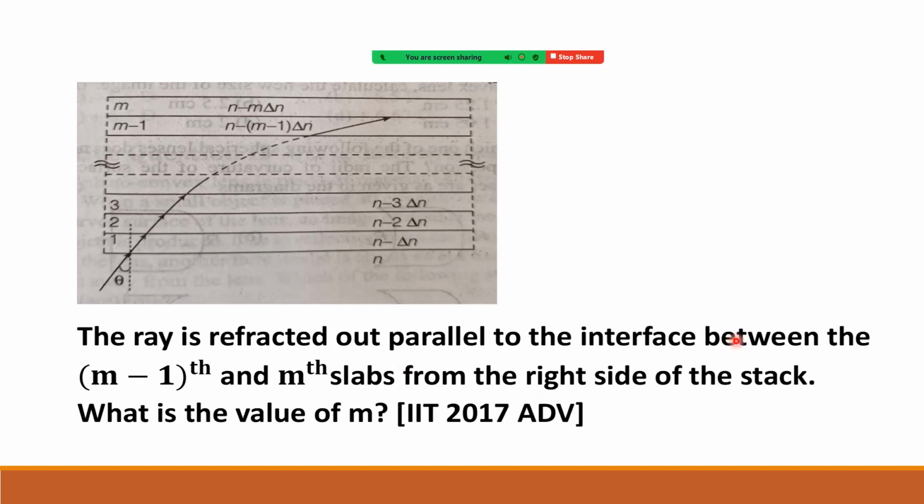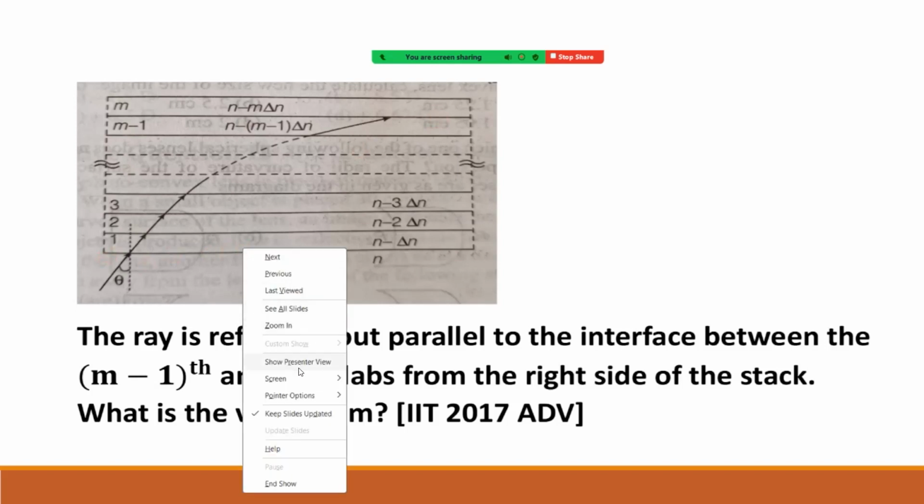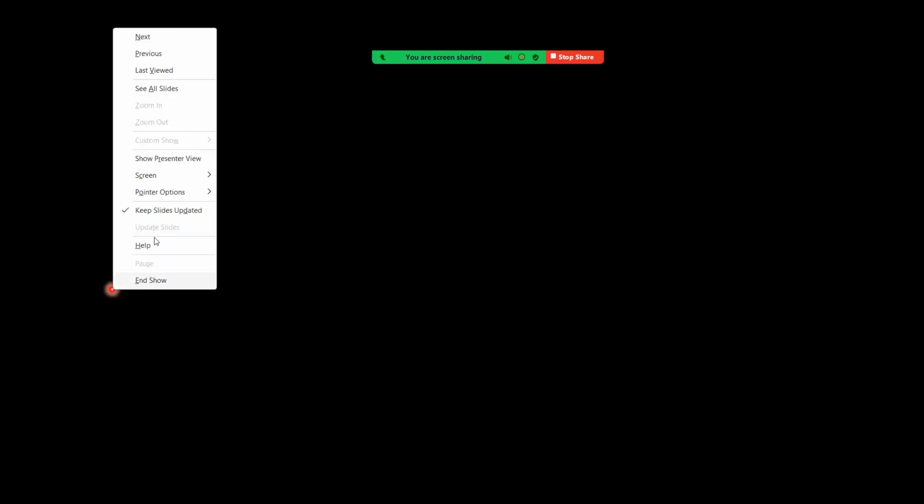So here the condition is that the ray is refracted out parallel to the interface between the m minus 1th slab and the mth slab. This is m minus 1 and this is m. At this boundary, it is parallel, right? What is the meaning of that? In the mth medium, the angle of refraction is equal to 90. See once carefully. Even though there is so much data and a diagram, the question is very simple.